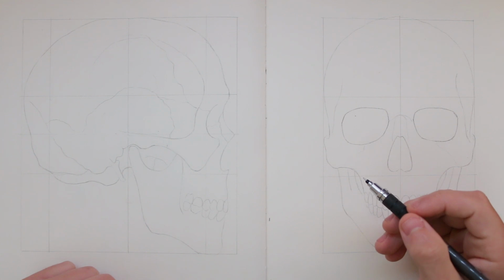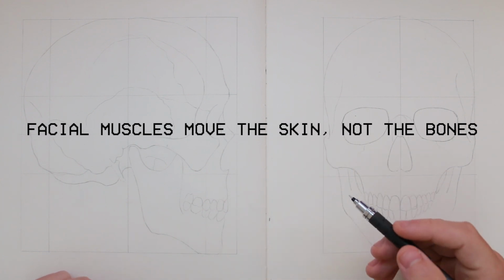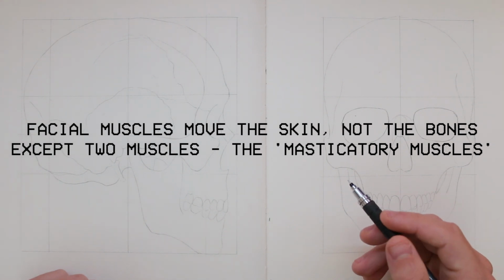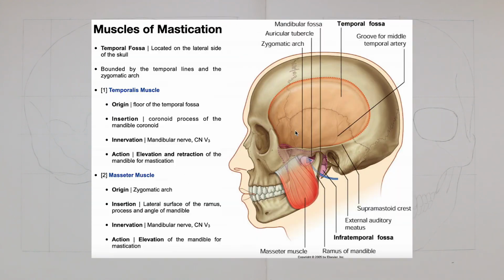to create facial expressions. Now, unlike our other muscles, these move the skin as opposed to the bones, with the exception of two muscles here that are referred to as the masticatory muscles. This is the temporalis muscle and the masseter muscle. These are what move the mandible, our jaw, right? So everything else, excluding these two muscles, moves the skin.